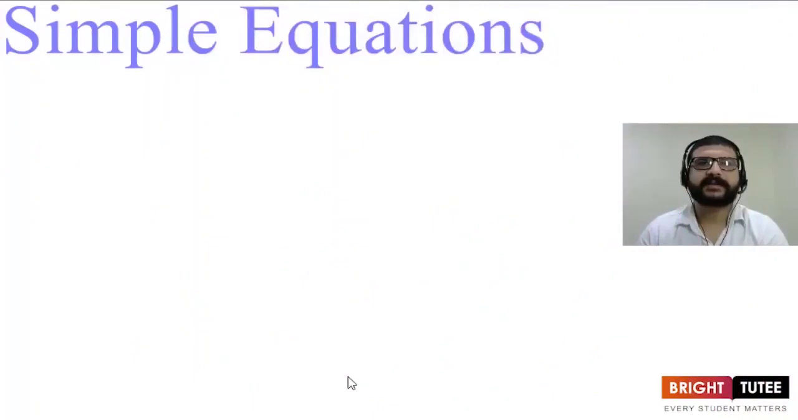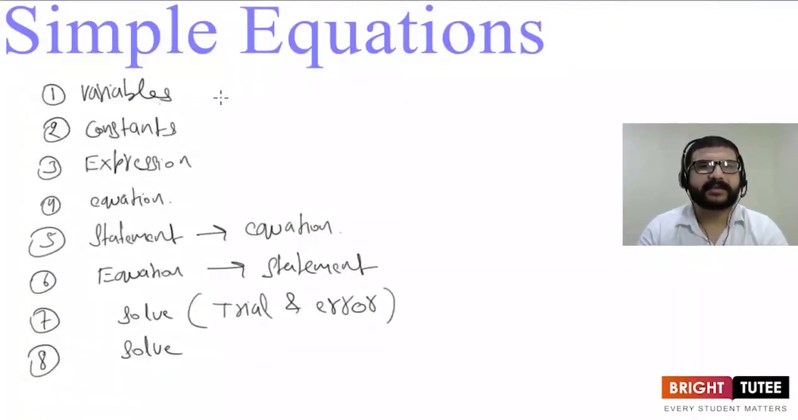Hello students, in simple equations till now we have studied what are variables. If the values are not fixed, then quantities are variables and they are represented by small letters like x, y, z, p, q, r, s, like this. And then we have seen what are constants. If the value is fixed, then it is constant, like 1, 2, 3.5, -5, 3 upon 5. All these numbers are constants as their value is fixed.